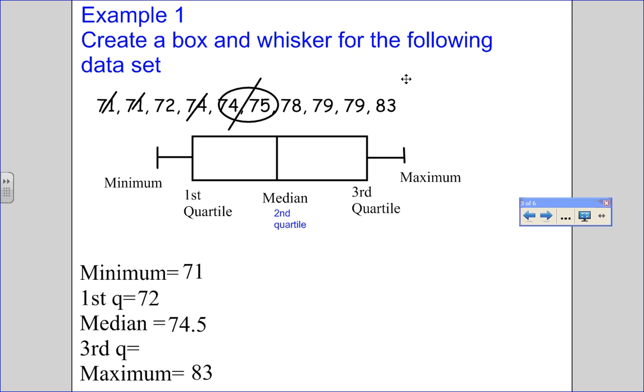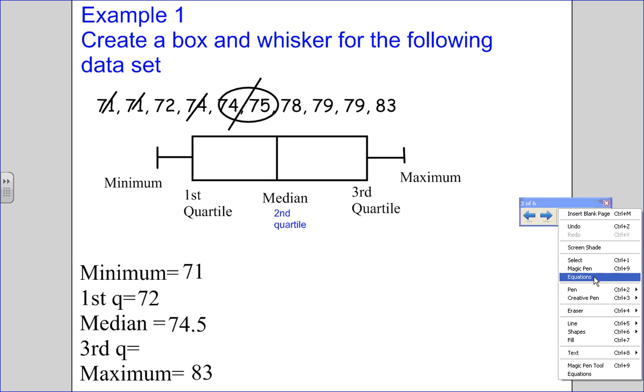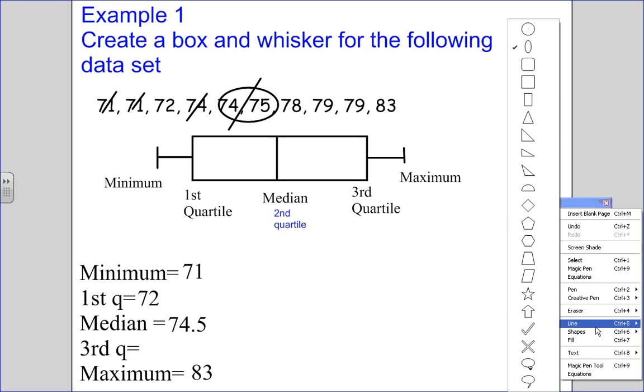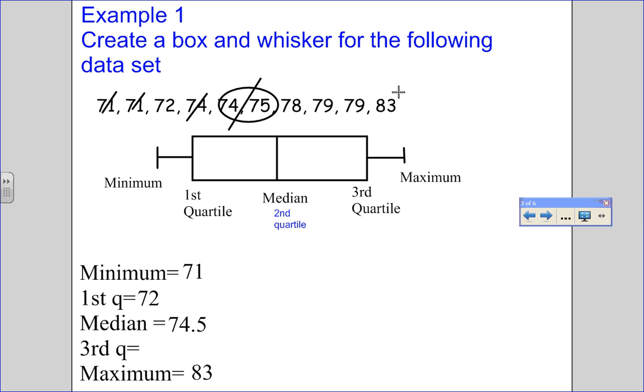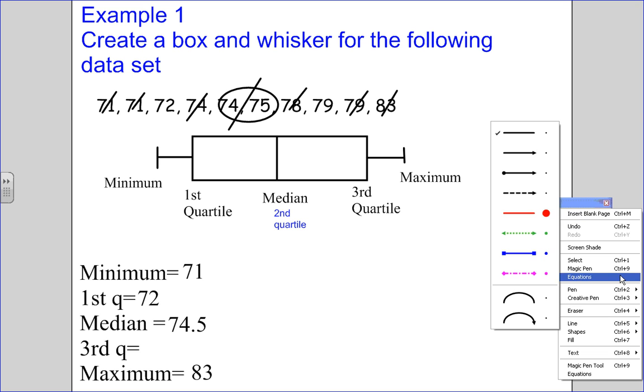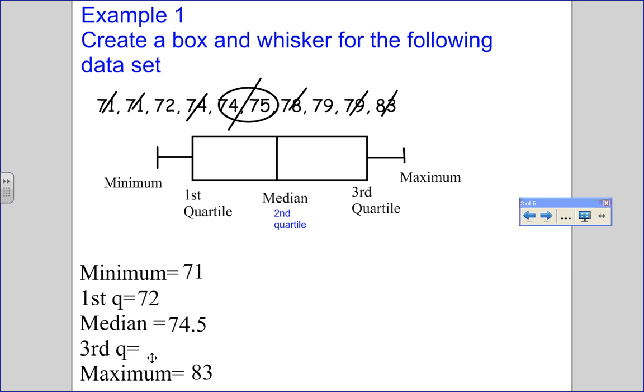So cross that out. Need a line here. Cross out the max. And you keep crossing out until you get to the middle. And we got 79. So 79 is our third quartile. So the third quartile is the middle number between the median and the maximum.